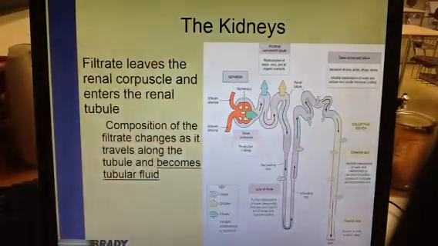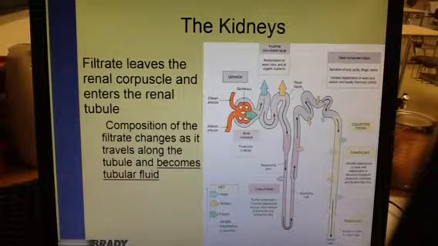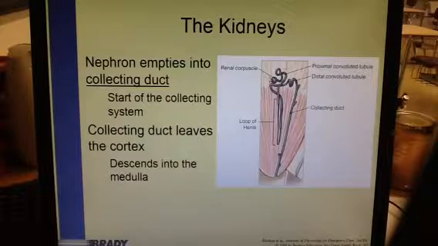So ions, acids, drugs, toxins are all secreted from the blood and put into that tubular fluid. Then at that point, the fluid collects into a collecting duct, and then we're going to see where that goes. So once it goes into the collecting duct, it leaves the cortex. They all join together and leave the cortex.